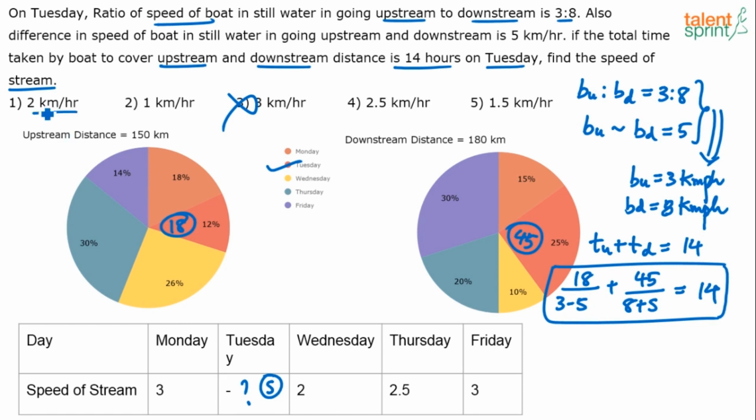Substitute s equals 2. So 18 by 3 minus 2 is 1. Just check mentally, 3 minus 2 is 1, 8 plus 2 is 10. So 18 by 1 is 18, 45 by 10 is 4.5. 18 plus 4.5 is 22.5. But what we have here is 14. So option 1 is eliminated.